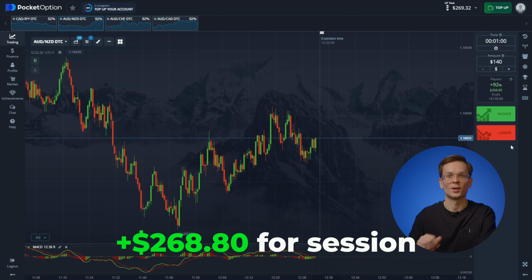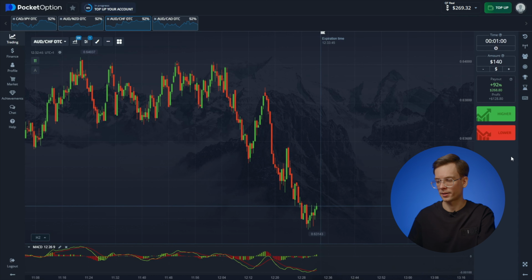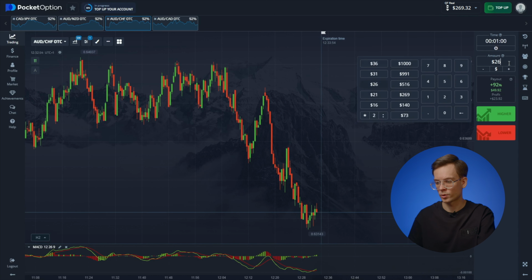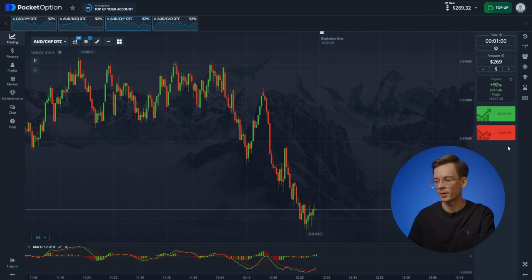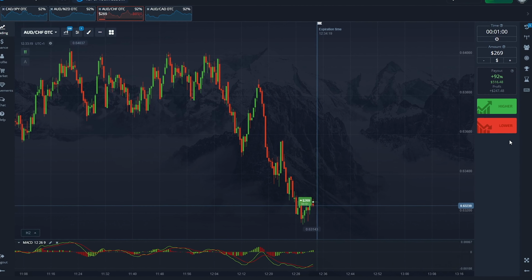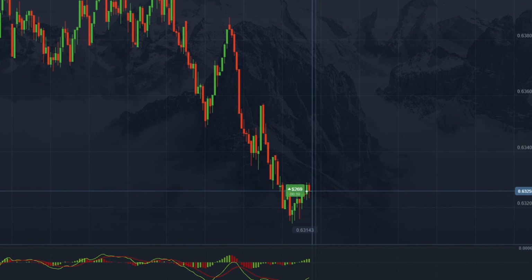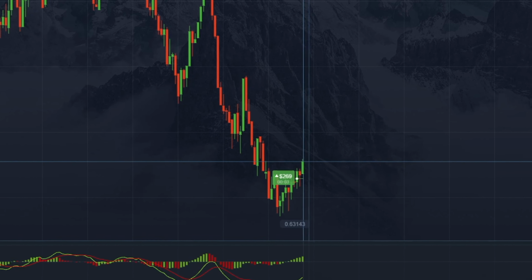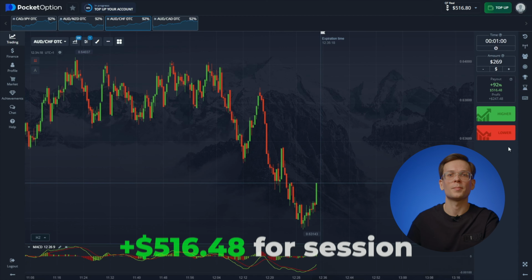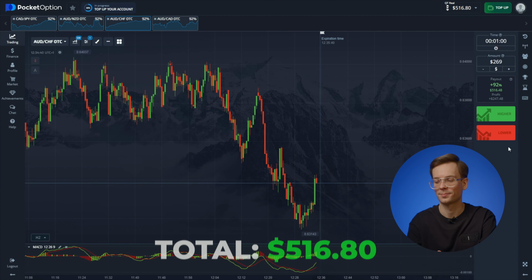Very good. Moving on. Aussie franc. The chart shows a clear trend reversal upwards, the main line dominates. I confidently go in for an increase. Following the last green candle, my earnings soared to $516.